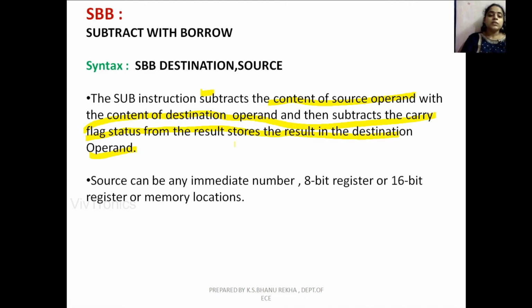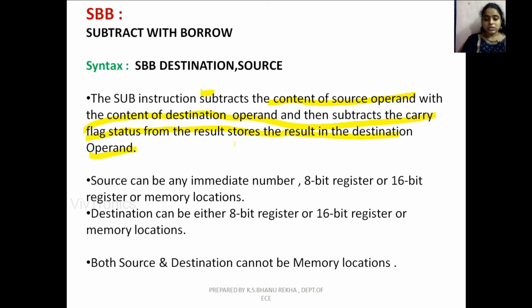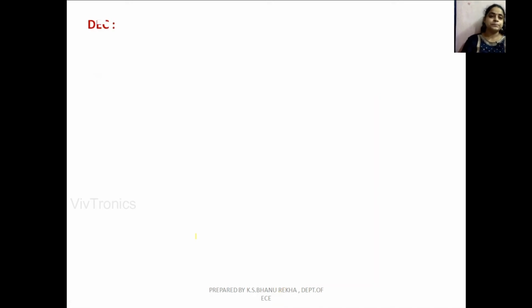The source can be any immediate number, an 8-bit register or 16-bit register, or any memory location, and the destination can be either an 8-bit or 16-bit register or memory location. Both source and destination cannot be memory locations. The flags affected during this instruction are all the 6 conditional or status flags: carry, auxiliary, parity, sign flag, zero flag and overflow flag.